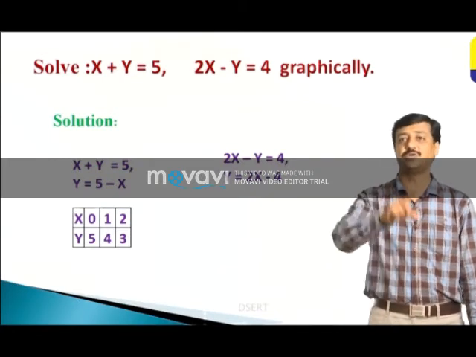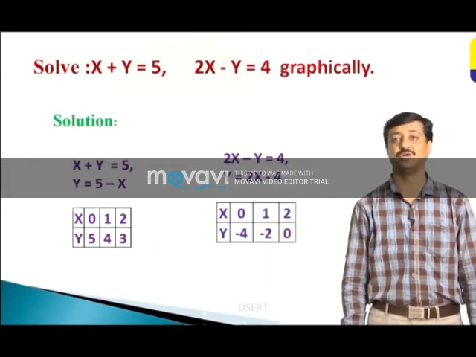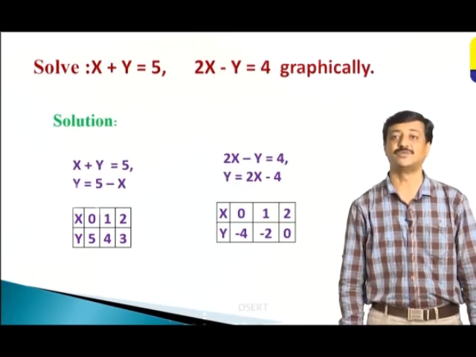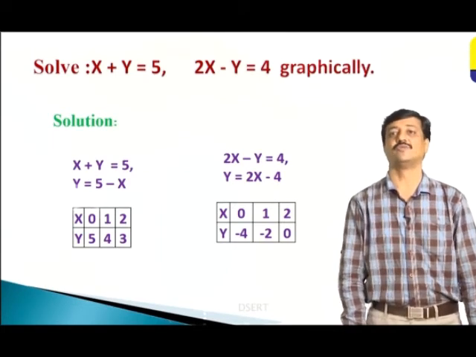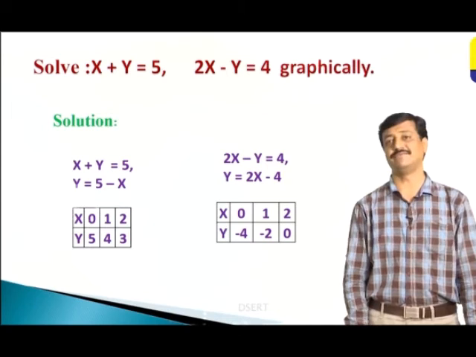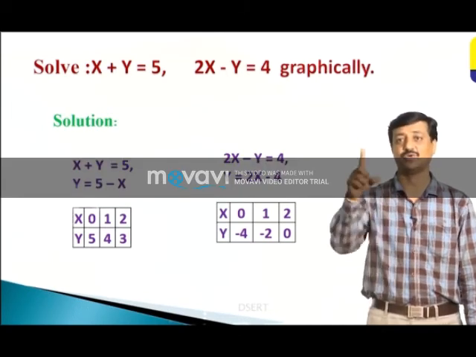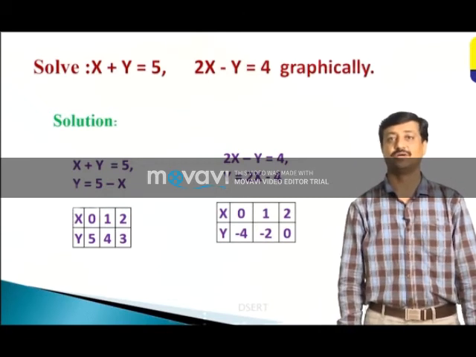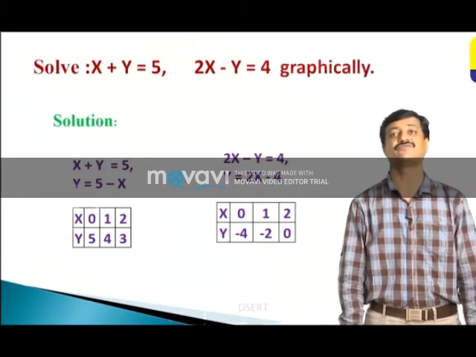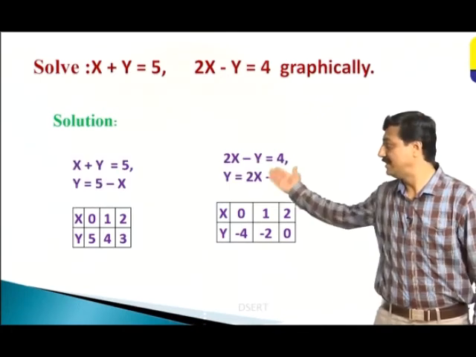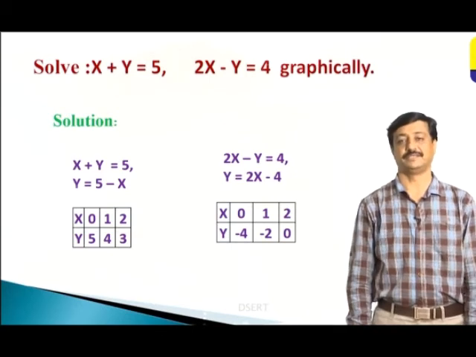Now substitute in the same way, taking x value as 0, x value as 1, and x value as 2. If you substitute x as 0, you will get y as minus 4. In the same way, for x as 1, you will get y as minus 2, and for x as 2, you will get y as 0. For the first table, we have 3 points. For the second table, again there are 3 points. After getting these 2 tables, let us plot a graph on the graph sheet.